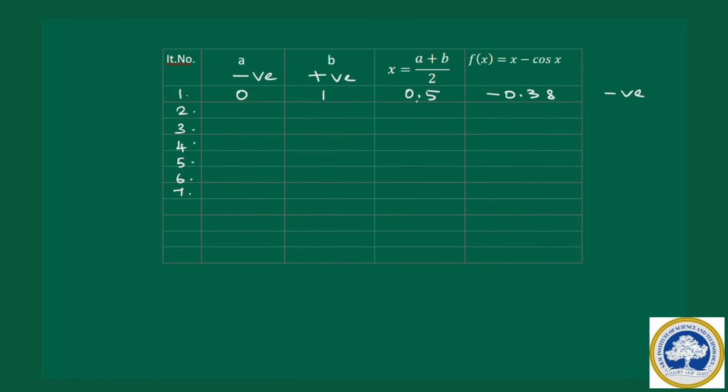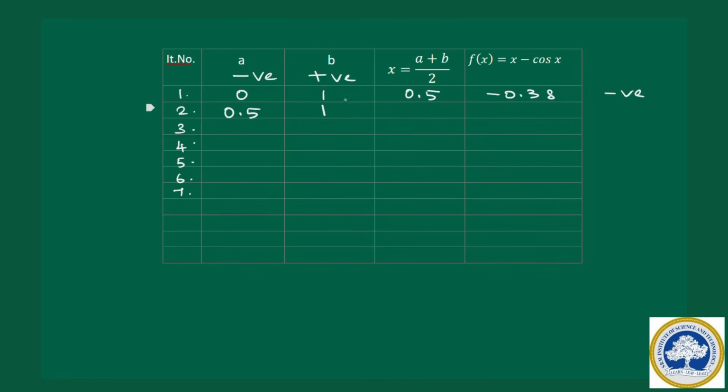Then x is equal to 0 plus 1 divided by 2, which is 0.5. For this 0.5, we have to find f of 0.5. So 0.5 minus cos 0.5 we have to calculate. That gives you minus 0.38, which is negative. So since it is negative, this x value should be transferred to a. That is, here we replace it with 0.5 and this 1 remains the same.